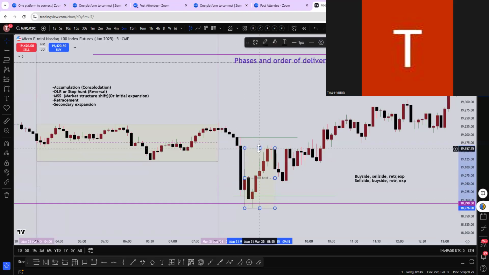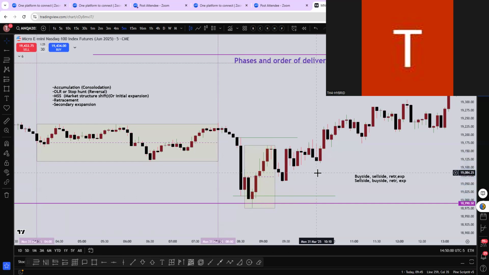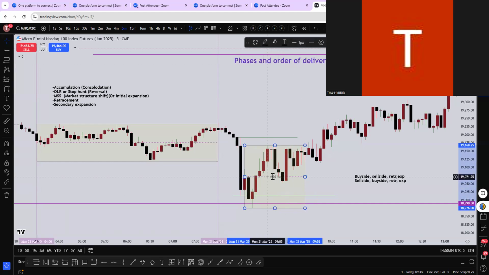The initial expansion leg, fair valuation is always going to be at the equilibrium or 50% of the expansion. So we at least need to get back to fair valuation to then start looking for where we can buy.